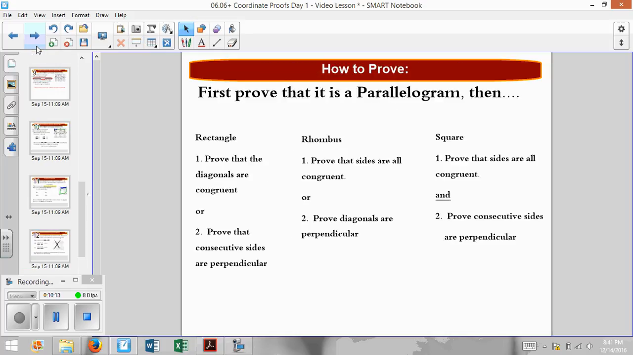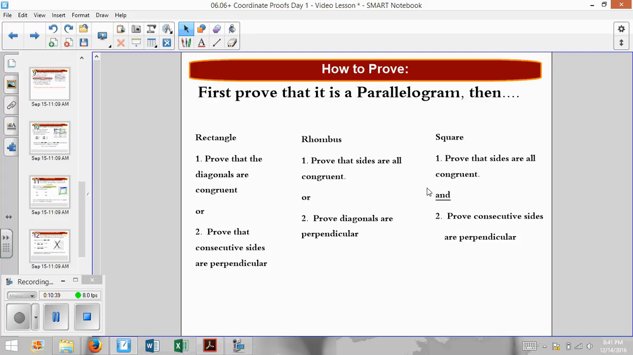Let's talk about all the other shapes. So we're going to focus on rectangles, rhombi, and squares today. Here are the different ways that I would suggest proving that it is a shape using our coordinate graphs. So in a rectangle, you can either prove the diagonals are congruent, or you could prove consecutive sides are perpendicular. A rhombus, prove the sides are congruent, or prove the diagonals are perpendicular. The square is an "and" one, and that is important.